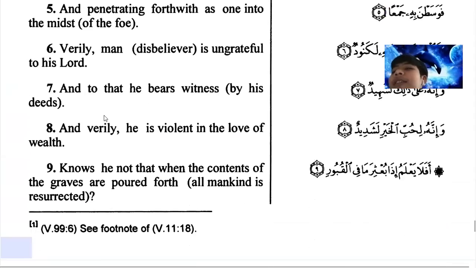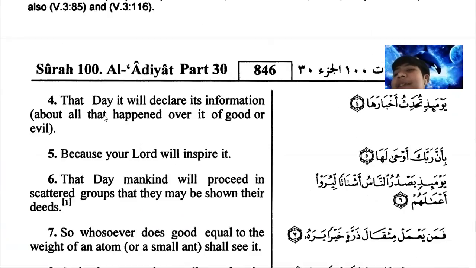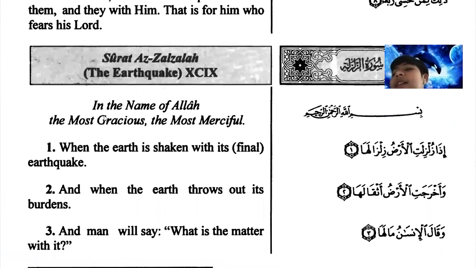Is that all? Yes. I don't understand. No, we will see what is in this one. The first thing is when the earth is shaken. Okay, let me write. So the first thing here we learned that on the day of judgment, there will be an earthquake. This is how the day of judgment will begin. The day of judgment will begin with the earthquake.